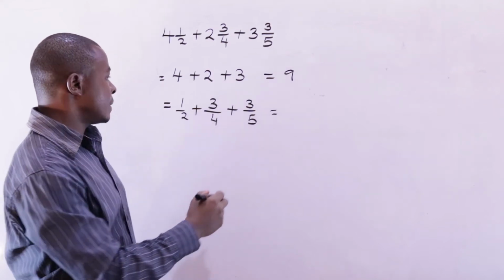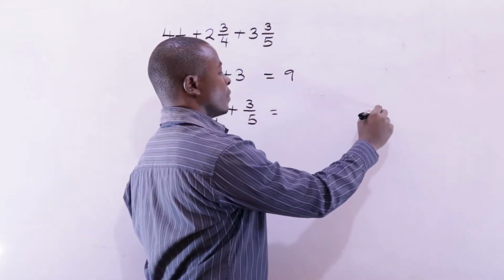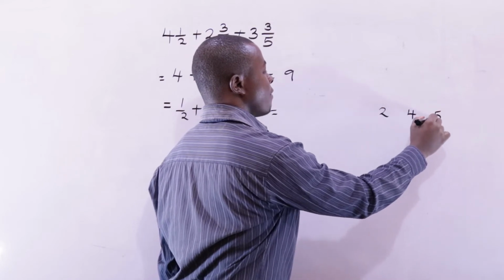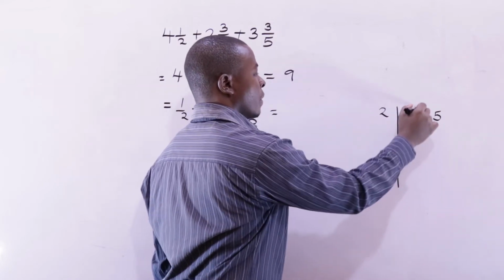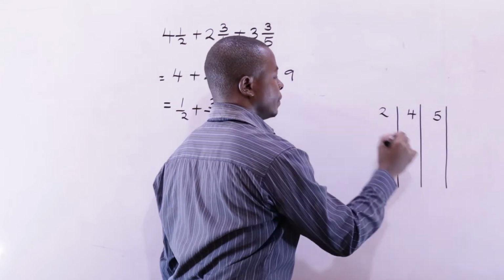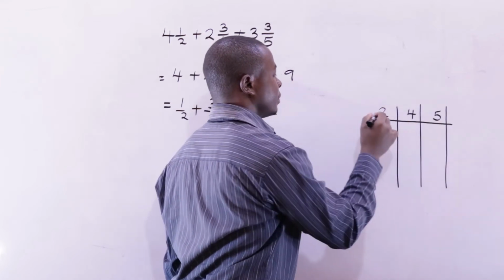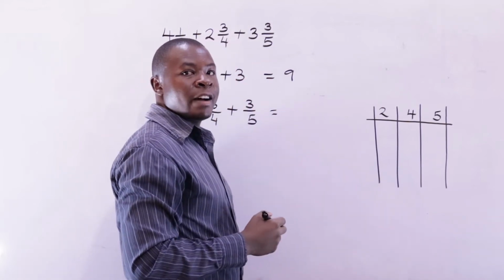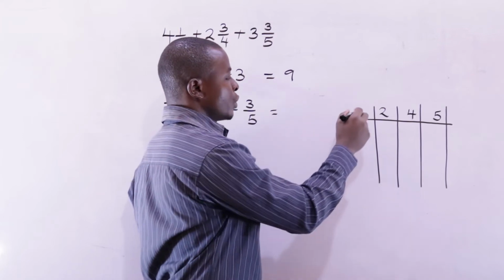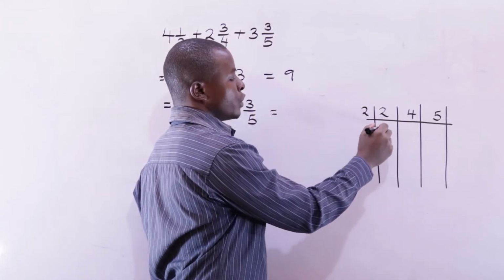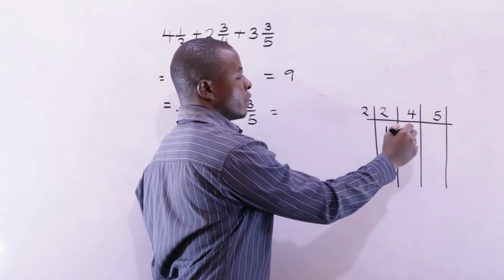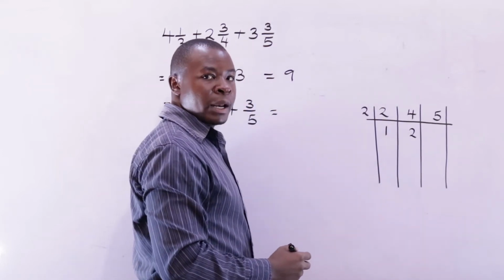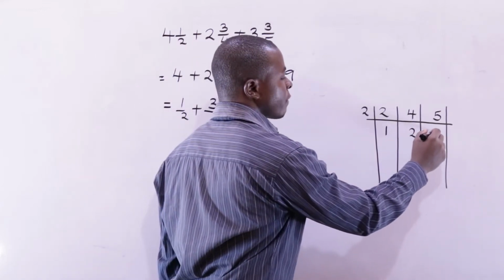Therefore, we'll end up with this: 2, 4, and 5. The smallest prime number that can divide any of the three numbers is 2. Therefore, 2 divides 2 to get 1, 2 divides 4 to get 2. But since 2 cannot divide 5 without a remainder, we drop down the 5.